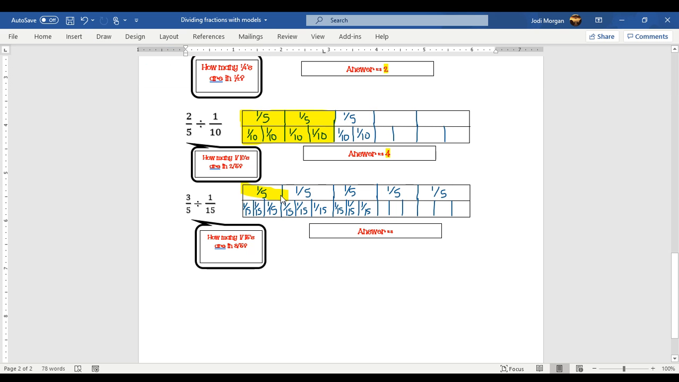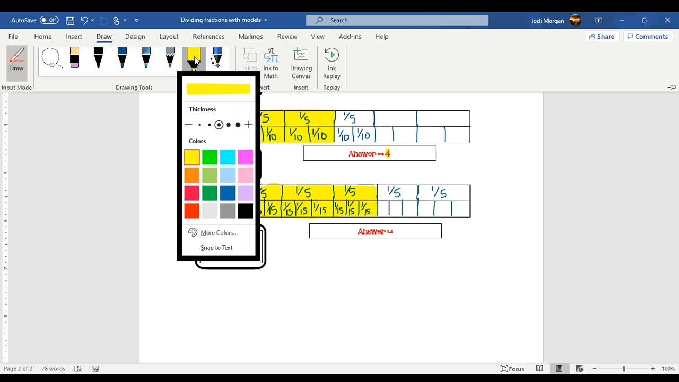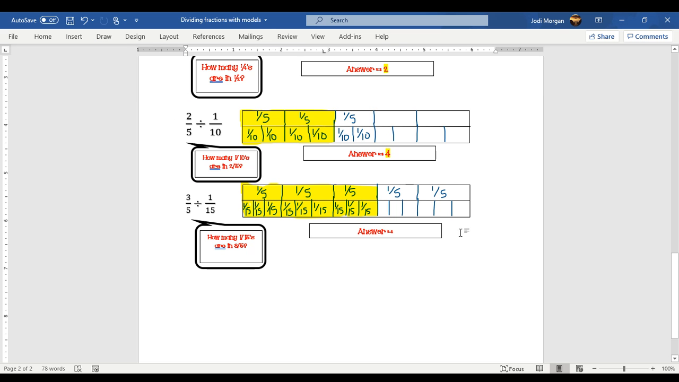So I'm going to highlight 3 of these fifths. I know your highlighter looks so much better than mine because you guys are just doing this with pencil and paper. So there's 3 of them. Now I'm going to highlight the exact equivalent of the 15ths. I just need to go through and count all of those 15ths and see how many it took to cover 3/5. I count 1, 2, 3, 4, 5, 6, 7, 8, 9. I counted 9 of them. So our answer here is 9.